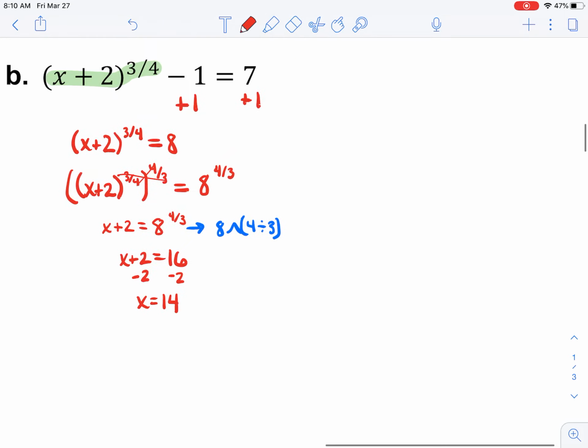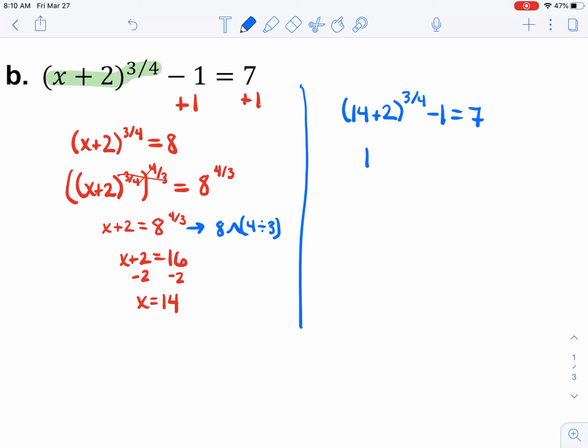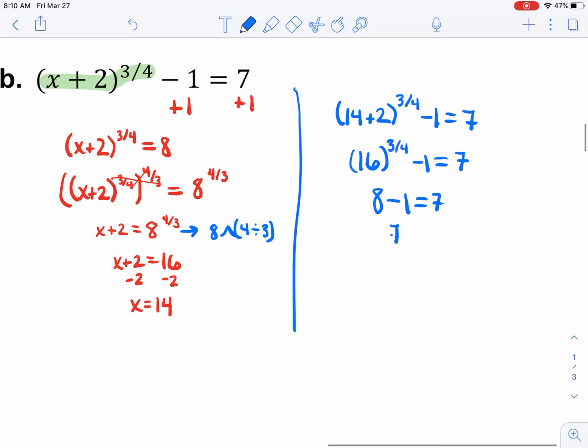I'm not going to worry about plus or minus right now. We're going to check our solution. So we have 14 plus 2, all raised to the 3/4, minus 1 equals 7. So this is 16 raised to the 3/4, minus 1 equals 7. 16 to the 3/4 is 8, minus 1 equals 7, 8 minus 1, 7 equals 7. So it works.